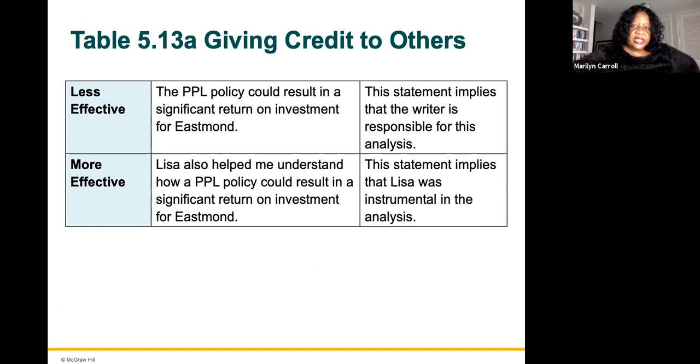Now, here's one that's less effective when giving credit to others. "The PPL policy could result in a significant return on investment for Eastman." This statement implies that the writer is responsible for this analysis and that they are going to make lots of money by what the writer is saying. Instead of saying, "Lisa also helped me understand how a PPL policy could result in a significant return on investment for Eastman." Now, this statement implies that Lisa was instrumental in this analysis.